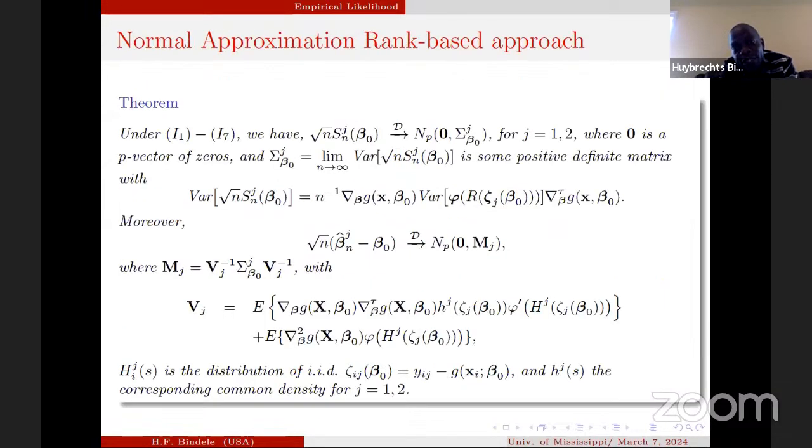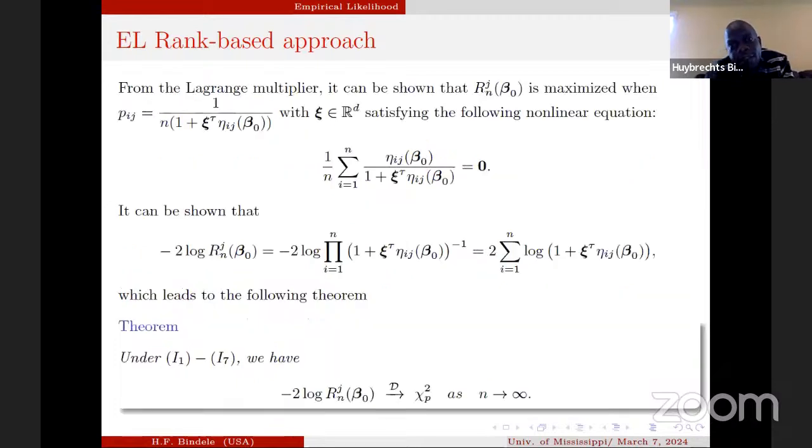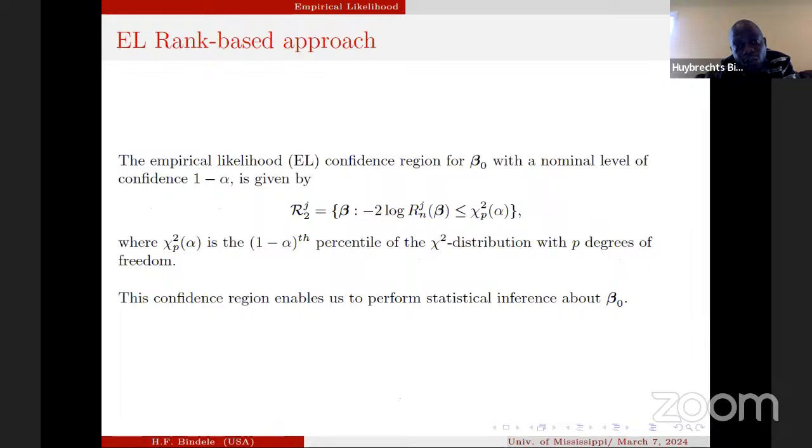And with this one, the empirical likelihood is given here, this R and J of beta 0. And of course, we get to show that the distribution of this R and J of beta 0 is chi-square. And this is the result. With this result, we can build a confidence region of beta 0 directly, and with those confidence regions, we can conduct statistical inference about it. And that was, in fact, the main work of this paper.